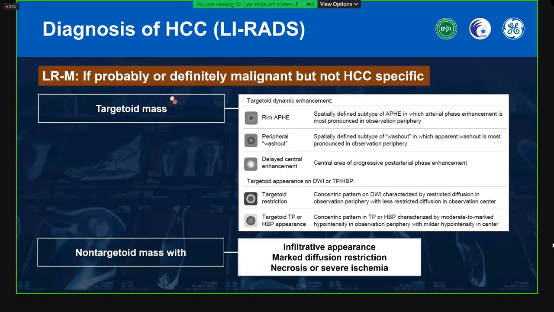LR-M category includes targetoid mass and non-targetoid mass with infiltrative appearance, marked diffusion restriction, necrosis, or severe ischemia. Targetoid mass includes rim hyperenhancement, peripheral washout on portal phase, and delayed central enhancement, targetoid restriction on diffusion-weighted image, targetoid transitional or hepatobiliary phase appearance.